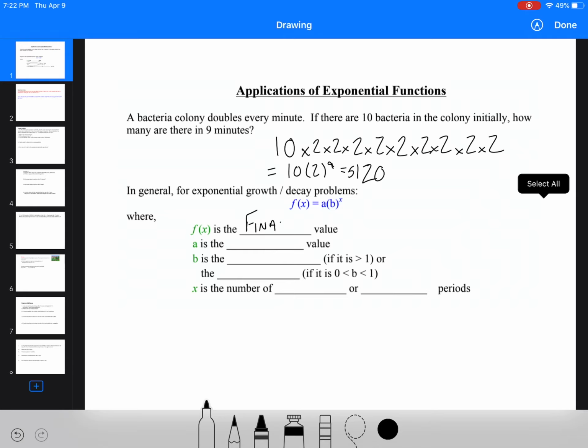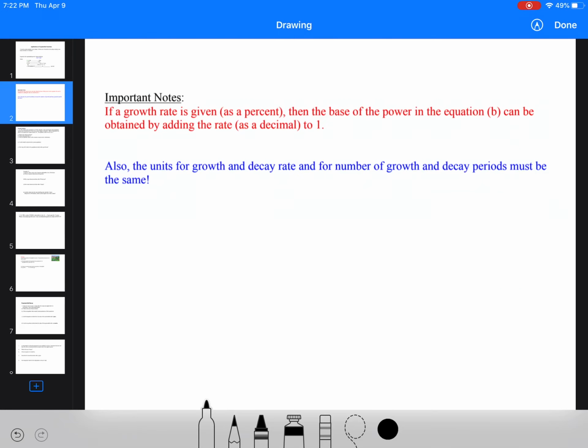Now, when we're looking at this, the general equation for an exponential growth or decay is f of x, which is the final value. A is our initial or starting value. B is the growth if it's greater than 1, or decay if it's less than 1. And then x is the number of growth or decay periods.